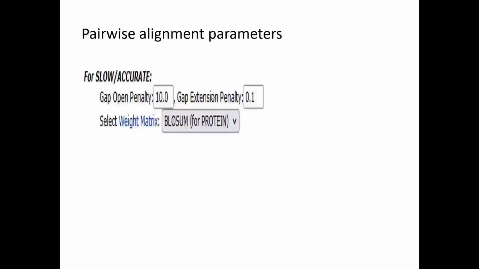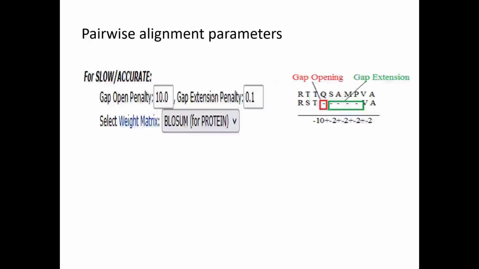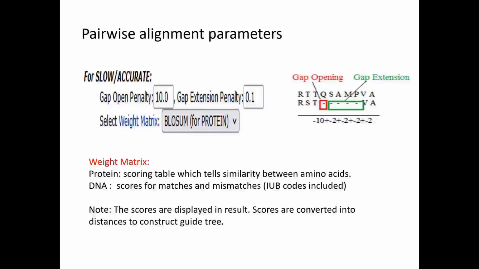Now next are the parameters for slow and accurate pairwise alignments. Here we have gap open penalty and gap extension penalty, and we have a choice for the weight matrix. For protein, the weight matrix is a scoring table that gives the similarity scores between amino acids. In DNA, there will be scores for matches and mismatches. For protein, you have BLOSUM, PAM and GONNET matrices, whereas for DNA, you have the IUB matrix and the ClustalW matrix.